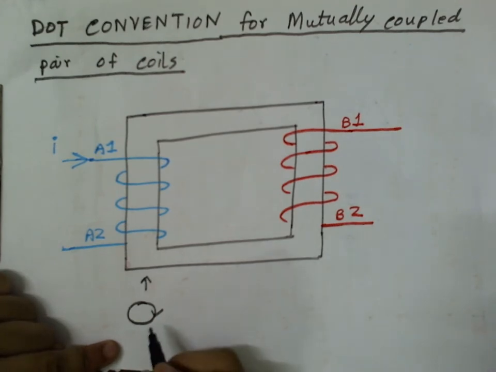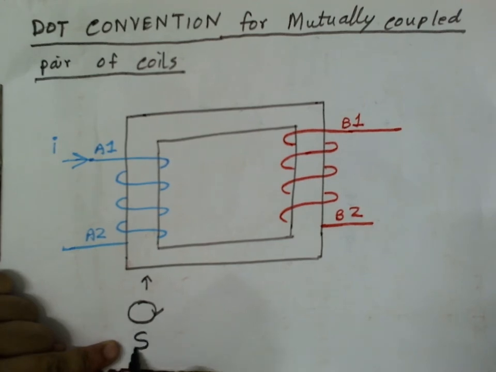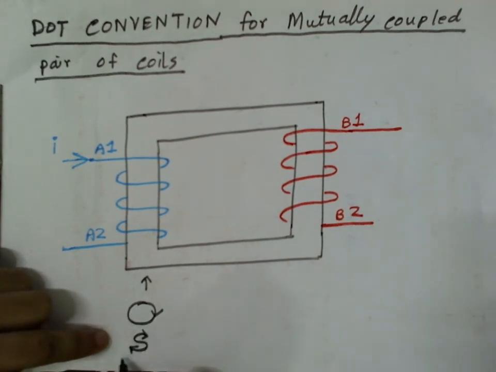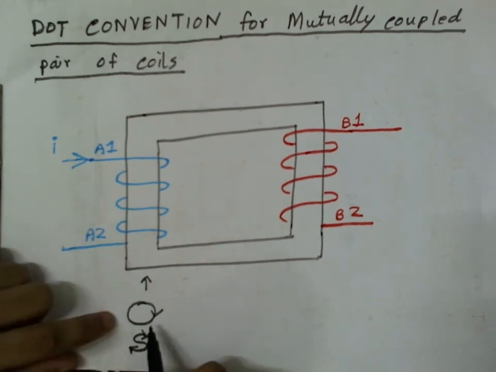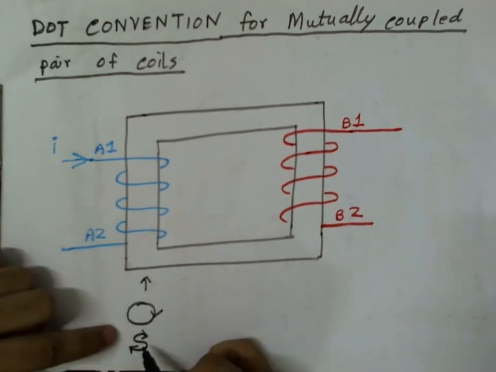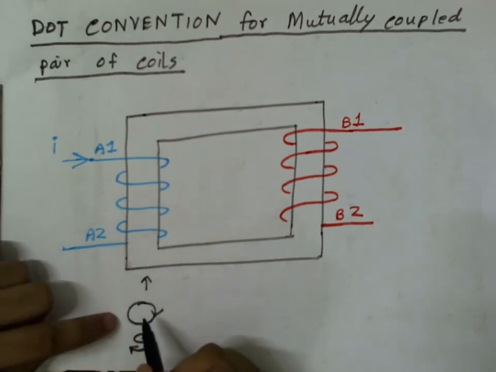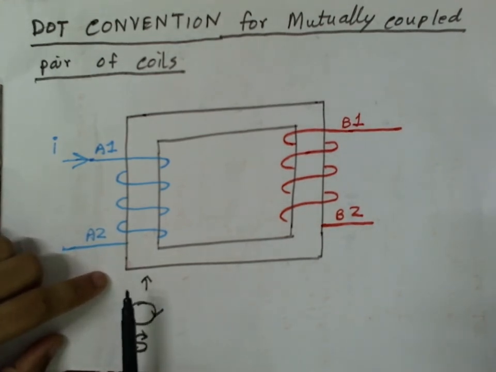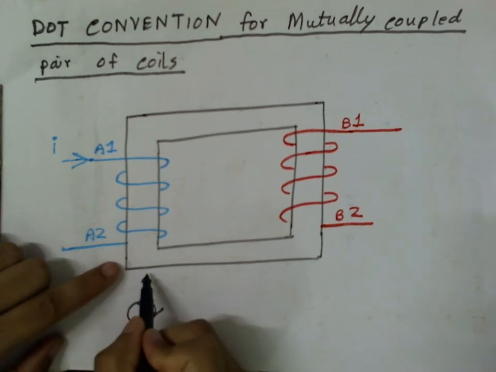Now this clockwise direction is equivalent to a south pole. To remember this, just draw two arrows at the two ends of S. This indicates a clockwise rotation. So this is how to remember that a clockwise direction of current is equivalent to a south pole being generated as seen from this direction. So this side is south pole.